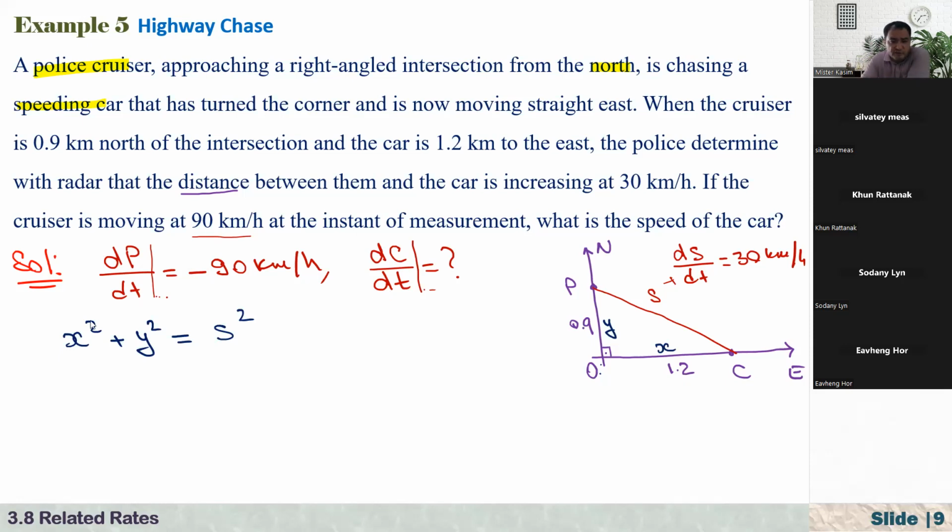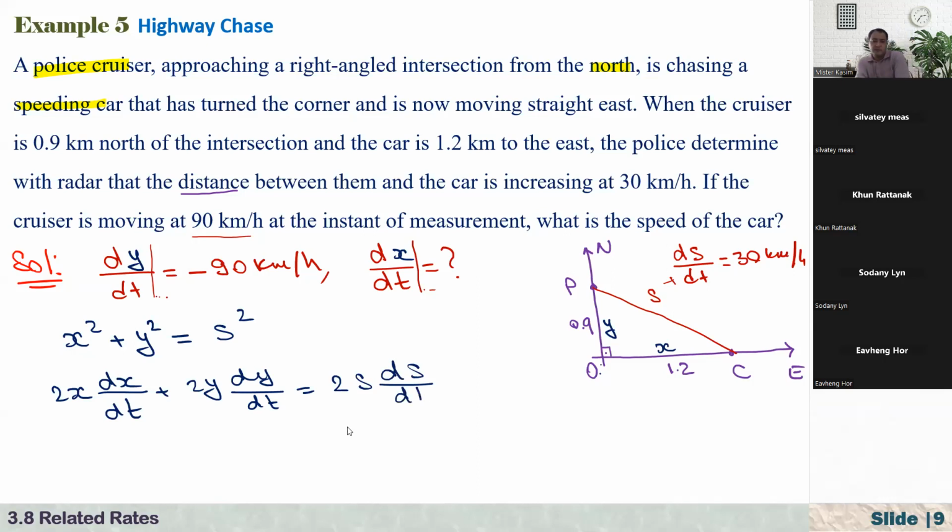So that means if I just rewrite this, I'm going to find dx/dt. Now if you differentiate both sides with respect to t, here we have 2x dx/dt, plus, and how about y squared? That is 2y dy/dt, and here we have 2s ds/dt. Now dy/dt, I know that, and ds/dt, I know that. I just need to find dx/dt.